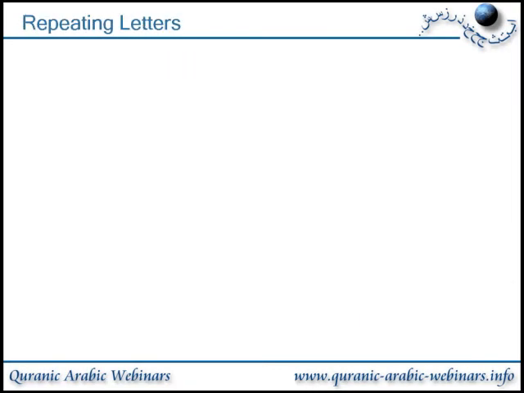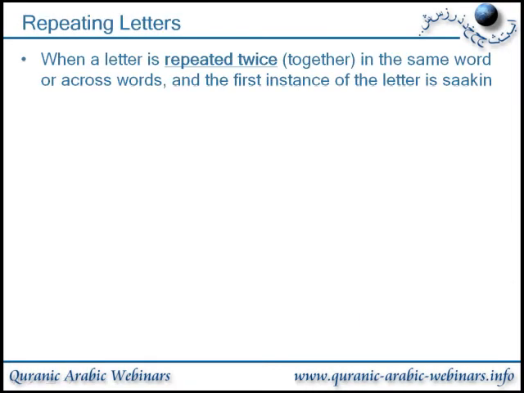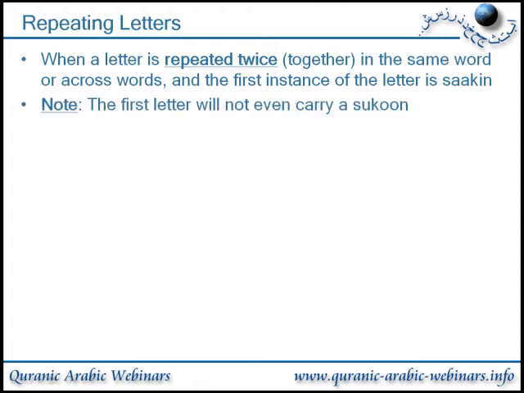So the first one, the repeating letters. The rule again: when a letter is repeated twice and the letters are together, either in the same word or across words, i.e. they're adjacent, and the first instance of the letter, i.e. the first occurrence of that letter out of the two, is sakin. Now, a note: in the Uthmani script, the first letter will not even carry a sukun. And seeing that letter without a sukun is an indication that it will not be read.